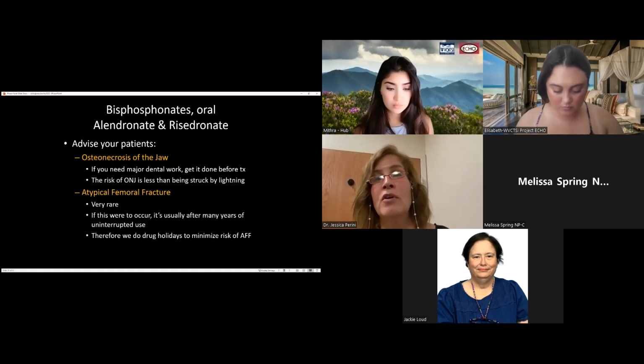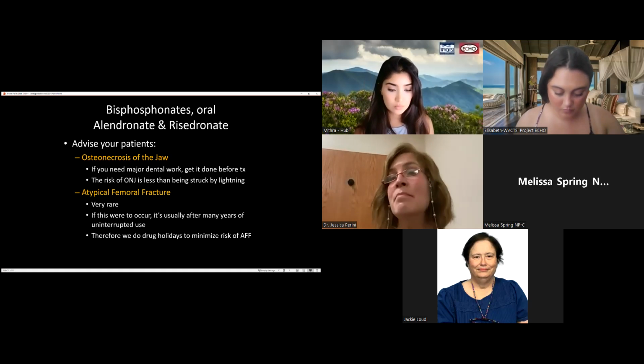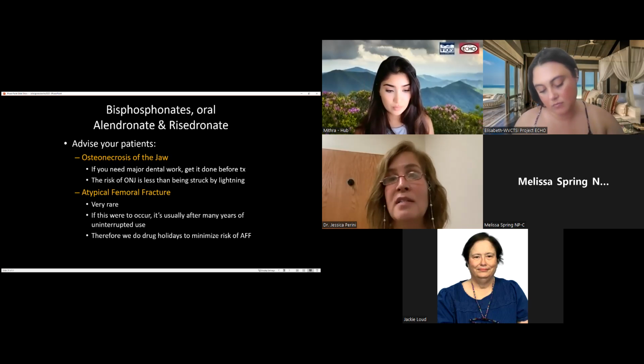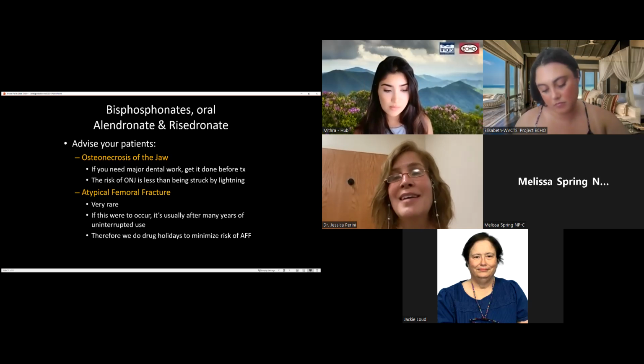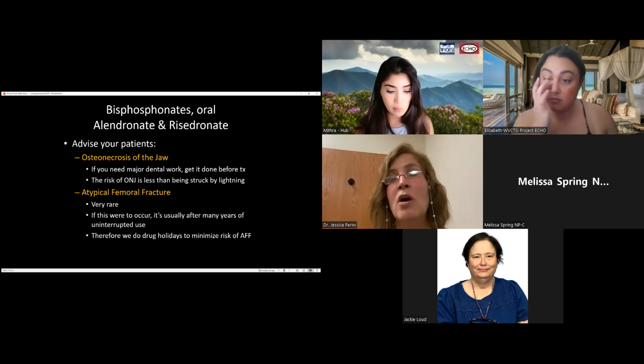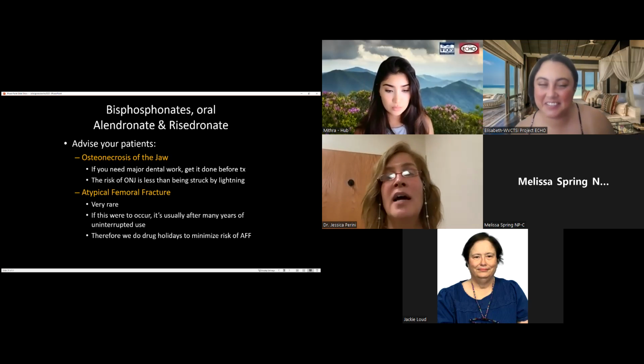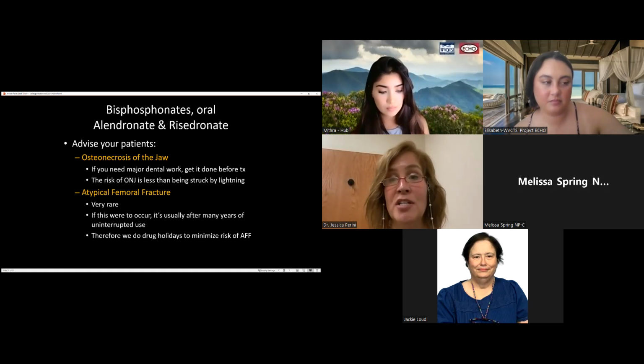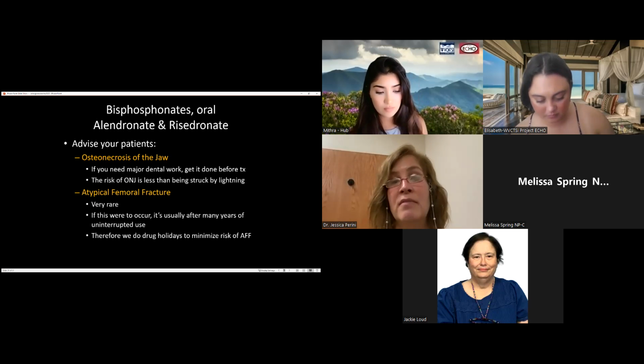So osteonecrosis of the jaw, you tell your patients if they need major dental work, get it done before you start treatment. Also, you can explain to them that statistically the risk of developing osteonecrosis of the jaw is less than them getting struck by lightning. Truly, that is the statistic that's true. An atypical femoral fracture is also extremely rare. If it happens, it's usually after many years of uninterrupted use of these medications. So to help minimize the risk of this, we do drug holidays. Next slide.